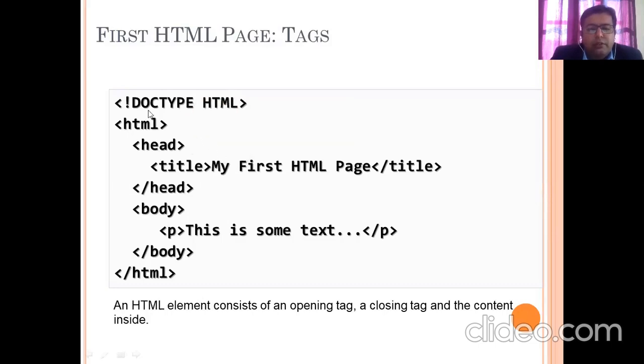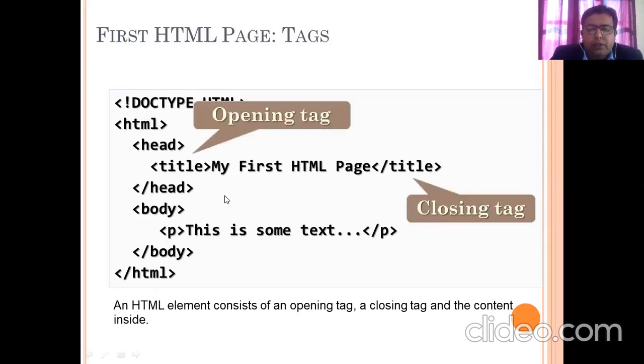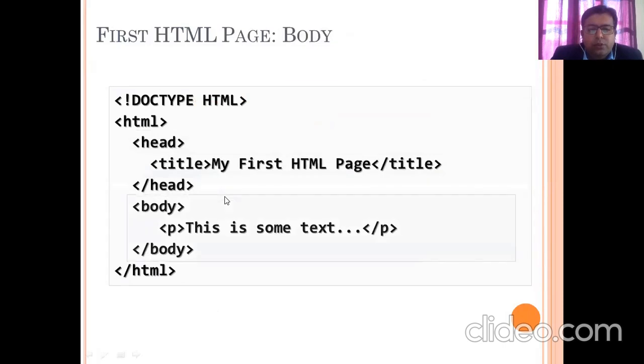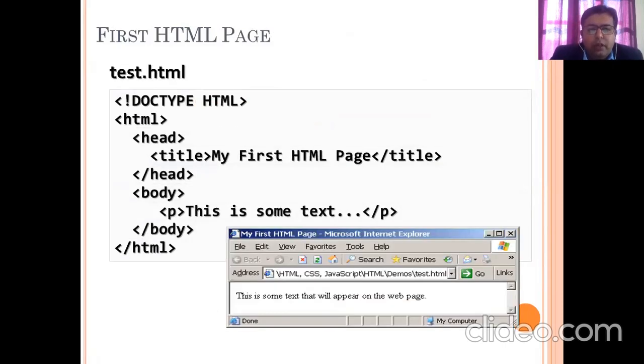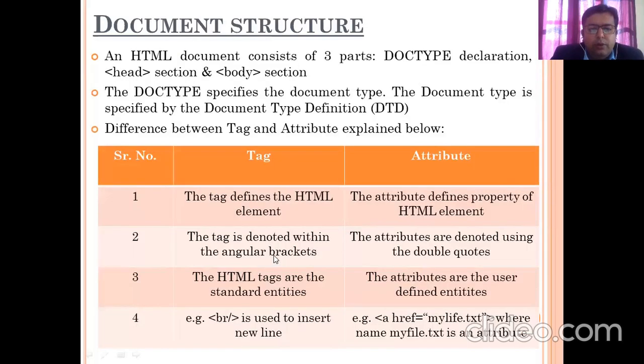Basically it will start with the HTML tag, starting and ending, and inside, two major portions are there, the head portion and the body portion, right? This is the opening tag, this is known as a closing tag, and this is the header portion, and this is the body portion, right? And if we run this program, then it will look like this in your browser, right?